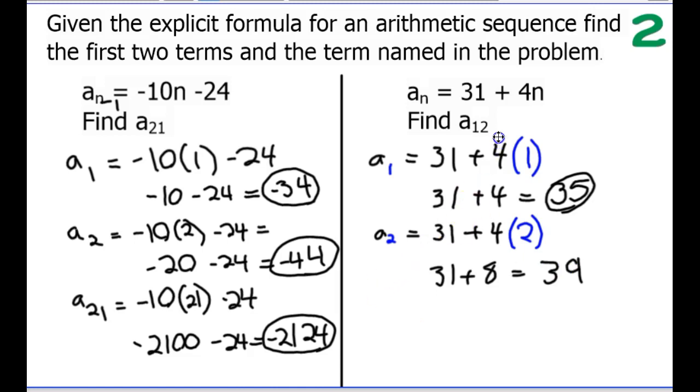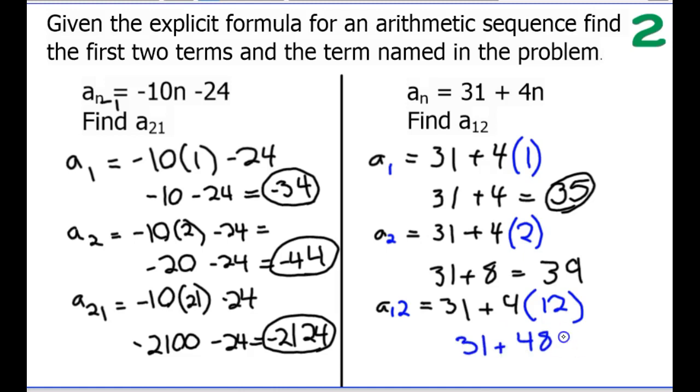And finally, we're going to find the 12th term. So a sub 12 equals 31 plus 4 times 12. So 4 times 12 is 48. And 31 plus 48 gives us 79. So our 12th term is going to be 79.